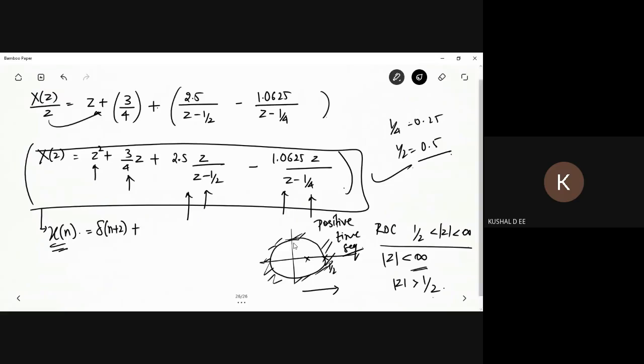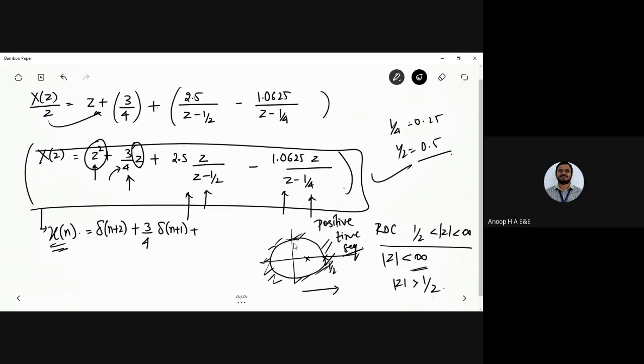Next. 3 by 4 delta of n plus 1. Yes, exactly. Delta of n plus 1. Okay. So look at the useful sequences that are given. So this is a constant 3 by 4 and z is there. The inverse of z would be delta of n plus 1.